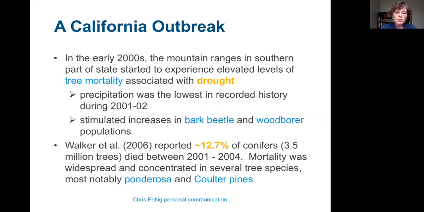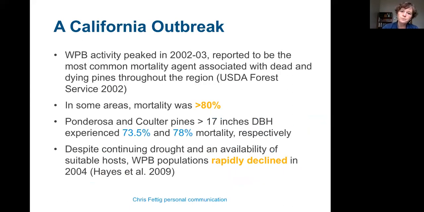Some people that worked on this reported that overall, nearly 13% of conifers, so that was 3.5 million trees, died between 2001 and 2004, and that mortality was widespread and concentrated notably in ponderosa pine and coulter pine. We attribute this to the Western pine beetle because ponderosa pine and coulter pine are the two hosts for Western pine beetle. The Western pine beetle ended up being reported as the most common mortality agent associated with dead and dying pines throughout this region.